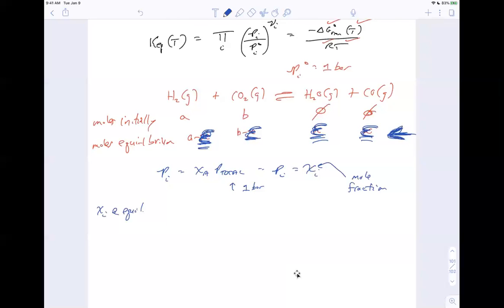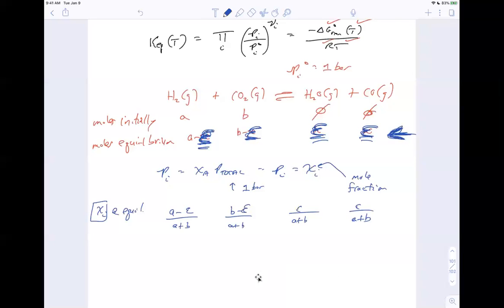And so the mole fraction of H2 is just going to be A minus epsilon over A plus B. For B, you're going to have B minus epsilon over A plus B. And then for H2O, you have epsilon over A plus B, and the same for CO. So those are the mole fractions at equilibrium.